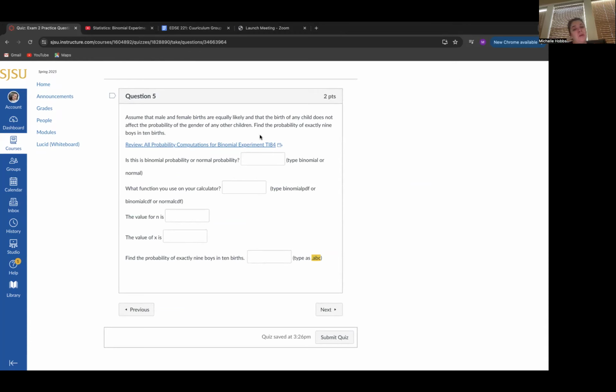Assume that male and female births are equally likely and that the birth of any child does not affect the probability of the gender of any other children. Find the probability of exactly 9 boys in 10 births. Is this binomial? Binomial probability or normal probability?